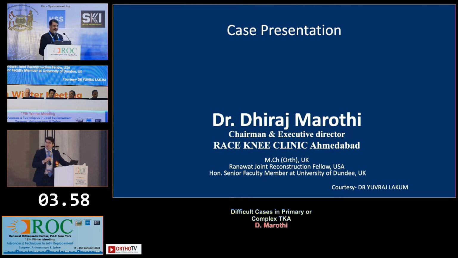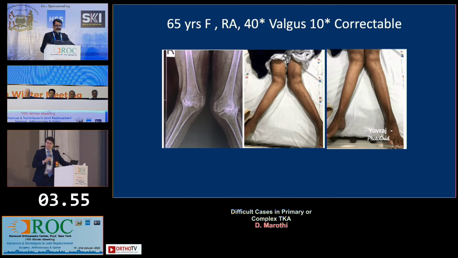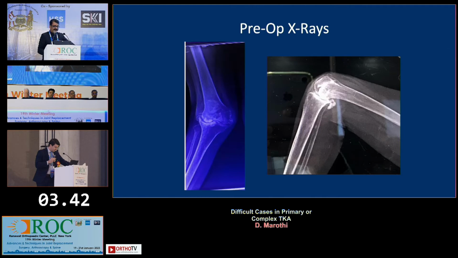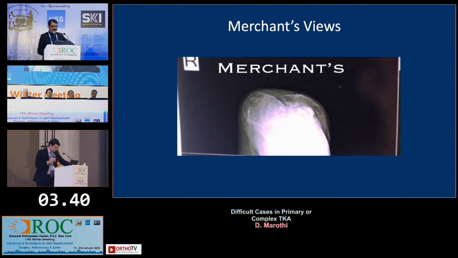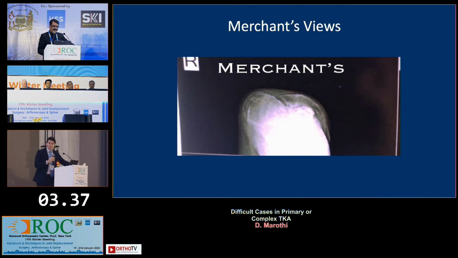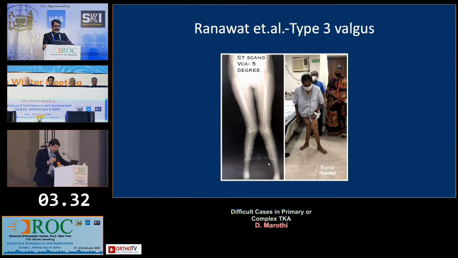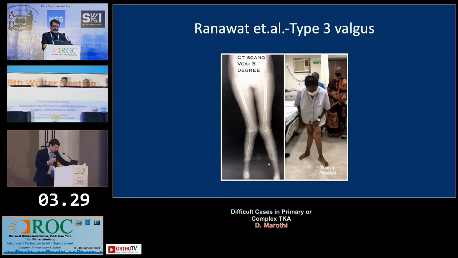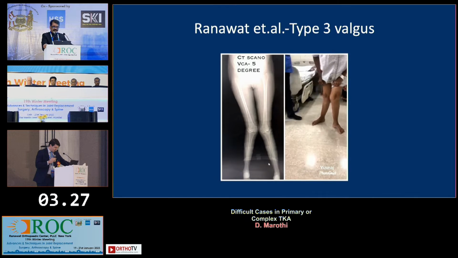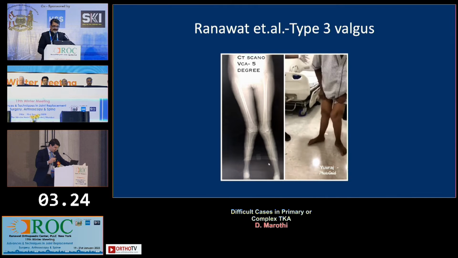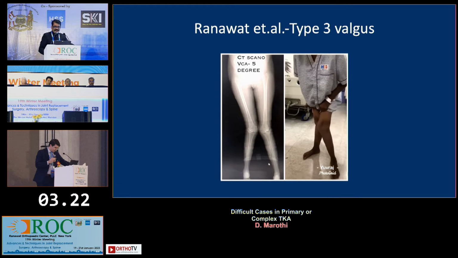So I'm presenting more or less the same case: bilateral valgus deformity, a 65-year-old female, rheumatoid. I'm presenting the right side here. It was a 10-degree correctable deformity. These are the pre-op X-rays, AP and lateral view. That's a Merchant's view, and we can appreciate the subluxation of the patella. As per Ranawat et al., it was a type 3 deformity. The patient had great difficulty walking because of the gross deformity on the right side.